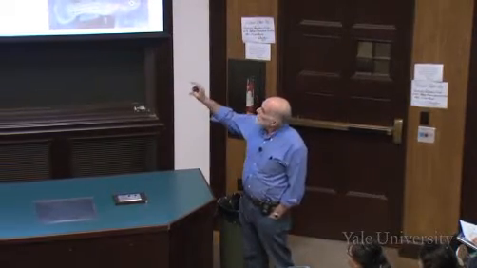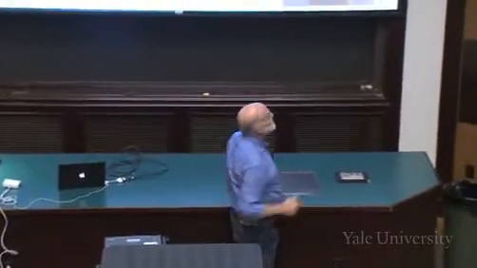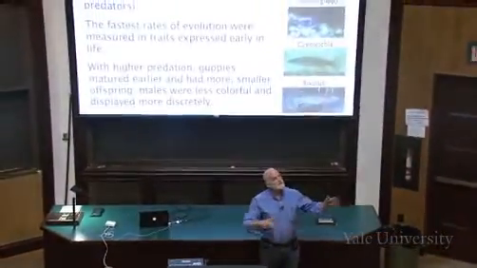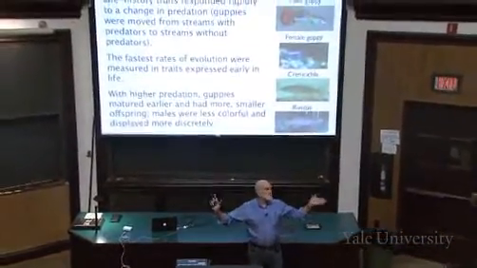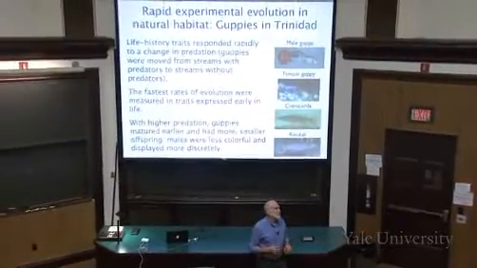Okay? The males were less colorful and they displayed more discreetly. Guppy courtship is normally a fairly elaborate thing. The male, whom you can see is really brightly colored, also has an elaborate display behavior. And he will dance up in front of the female, and he will wave his fins back and forth, and then he will dart in and try to mate.